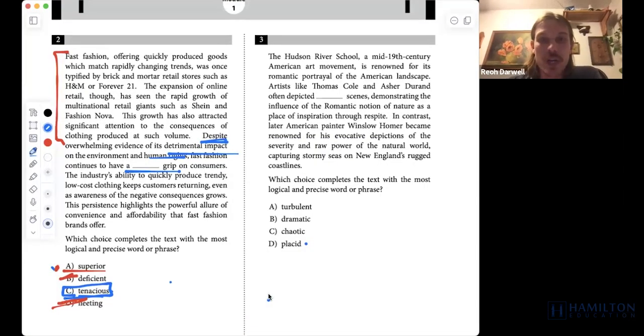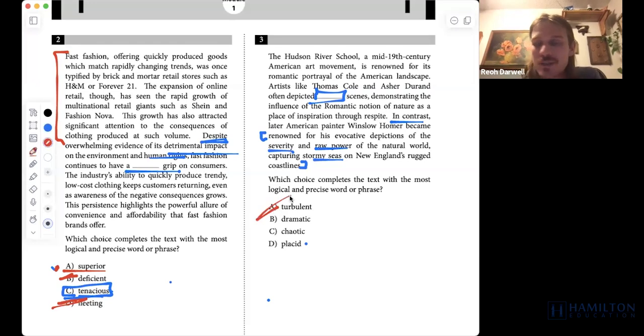All right, so for question three here on module one, typically on a word in context question, we're looking for a definition, a synonym, something of that sort. Here, we are learning by the contrast, right? In contrast to this here means that whatever is here, we will want the opposite of for our fill in the blank. So Winslow Homer paints the natural world with severity and raw power, stormy seas on a rugged coastline. Okay? So we want the opposite of those things.